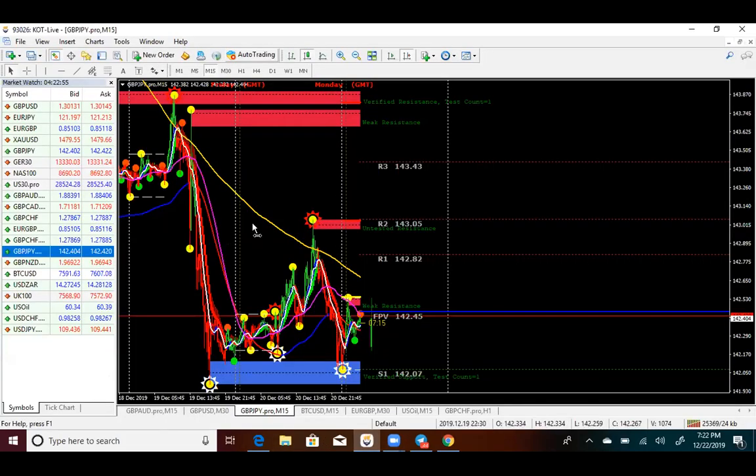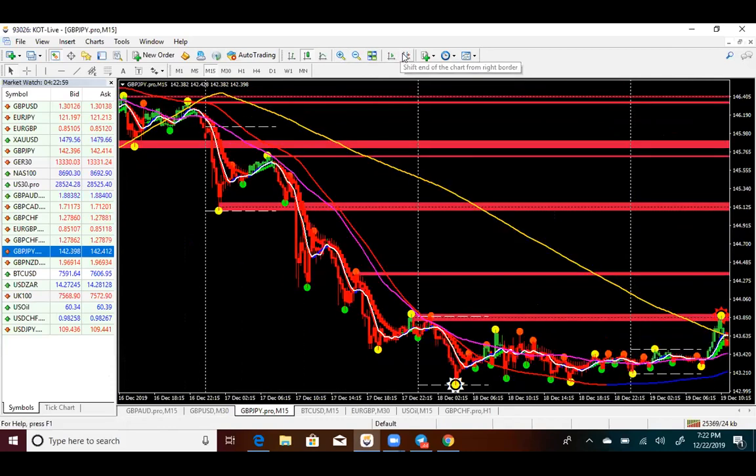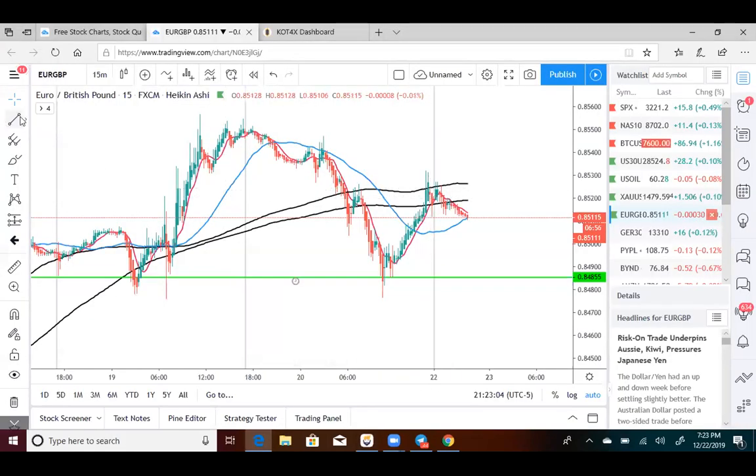So basically, going over to the system. I saw somebody say, how do I mark up TradingView? All I do is take my zones, I take these values and I put them on TradingView.